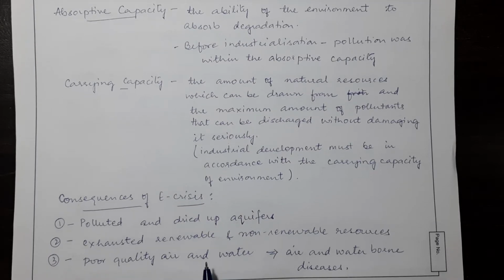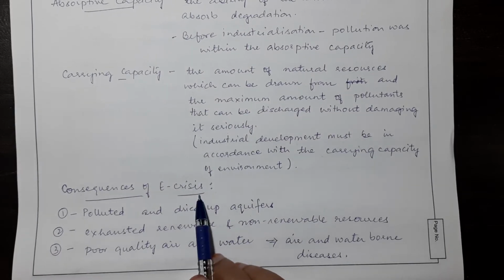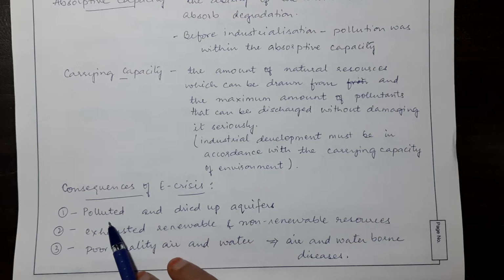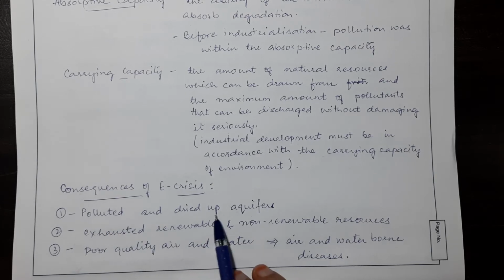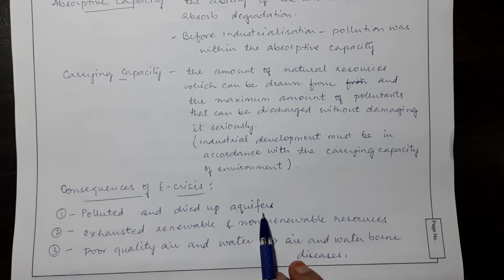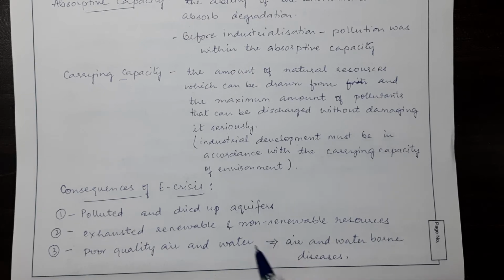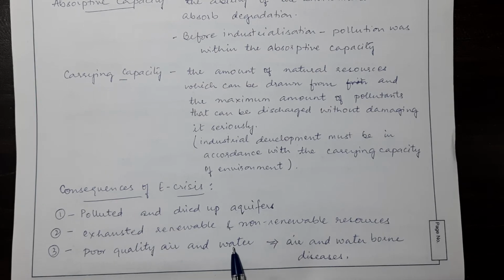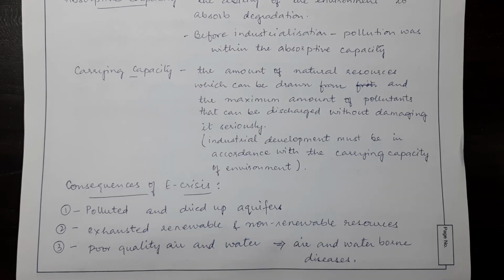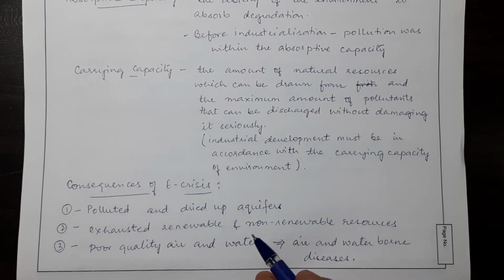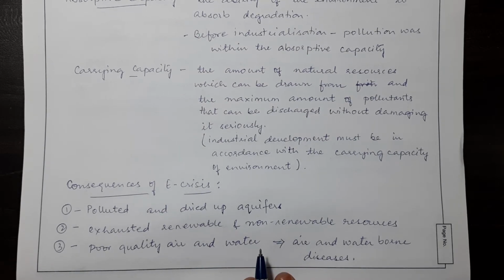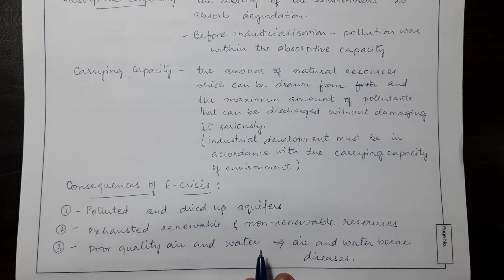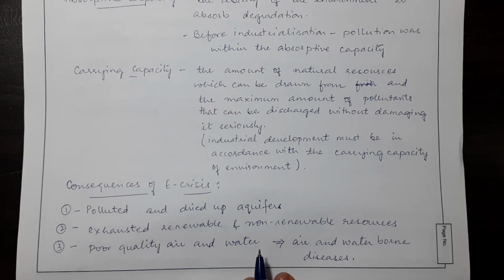So what are the consequences of environmental crisis? The first is polluted and dried up aquifers. What are these aquifers? These are those which provide us with water, like the rivers, lakes, ponds, etc. Nowadays, we do witness dried up aquifers, or the other condition is when we have incessant rains that cause floods. So these are all the consequences of environmental crisis.